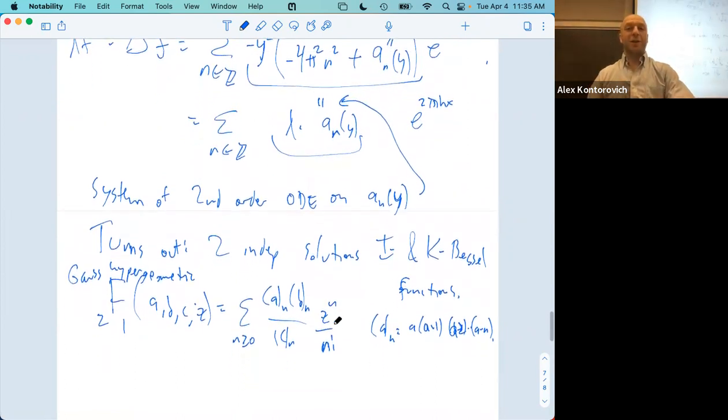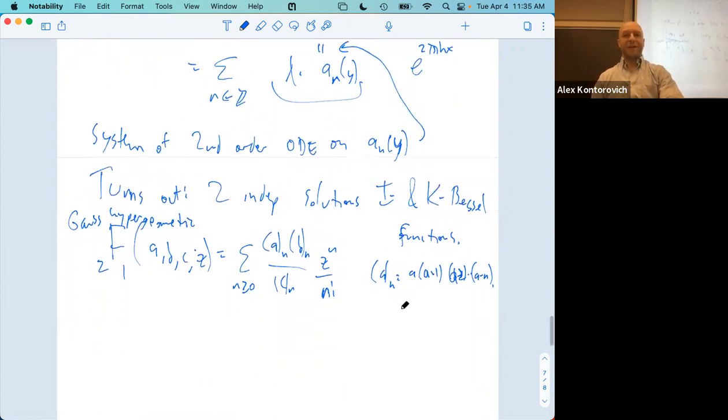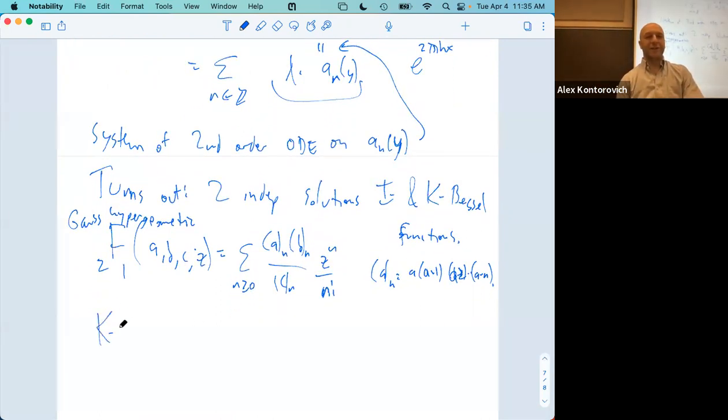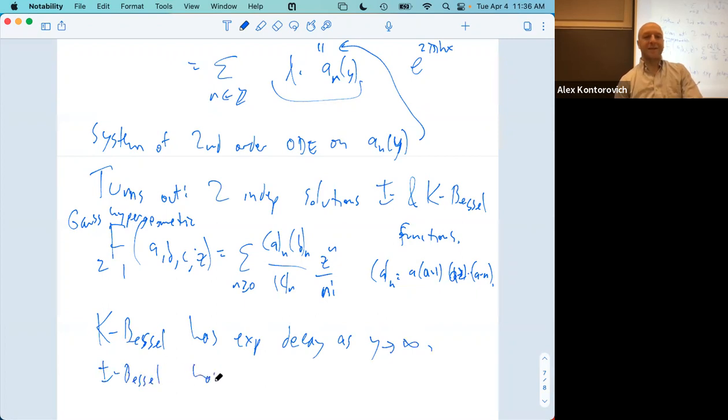here's what happens. You have these two functions, the I-Bessel function and the K-Bessel function. I'll give you formulas for these. I want to derive these formulas, which I can't do in 4 minutes. The K-Bessel function has exponential decay as y goes to infinity, and the I-Bessel function has exponential growth as y goes to infinity.